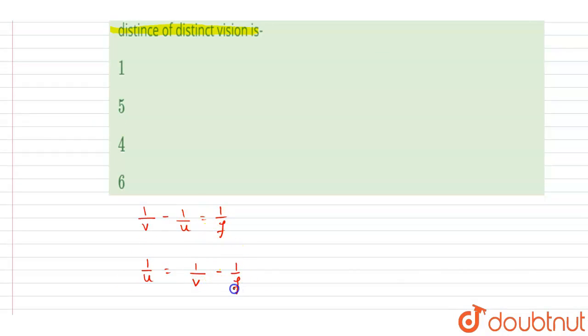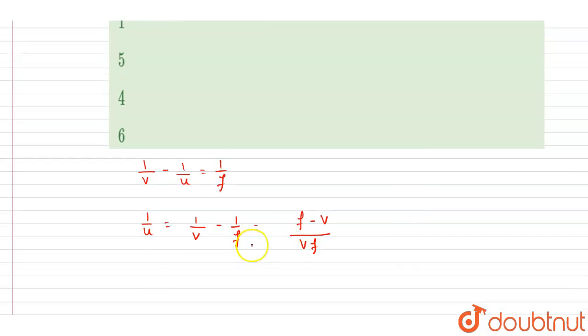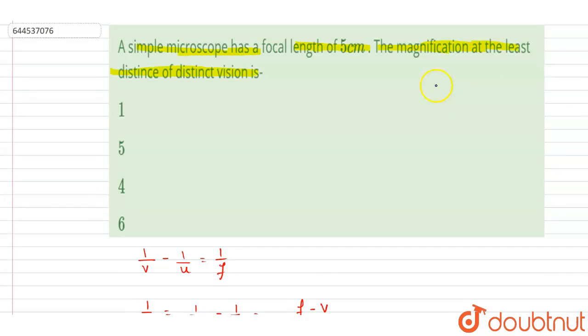minus 1 by F. So I will write down F minus V by this VF. So if you see here, if you multiply this with V, you will get the magnification. So I will write down the magnification of the lens. It is, I am multiplying this equation with V. So it is V by U and it is equal to this. So if I say here the least distance of distinct vision, it is equal to 25 centimeter.